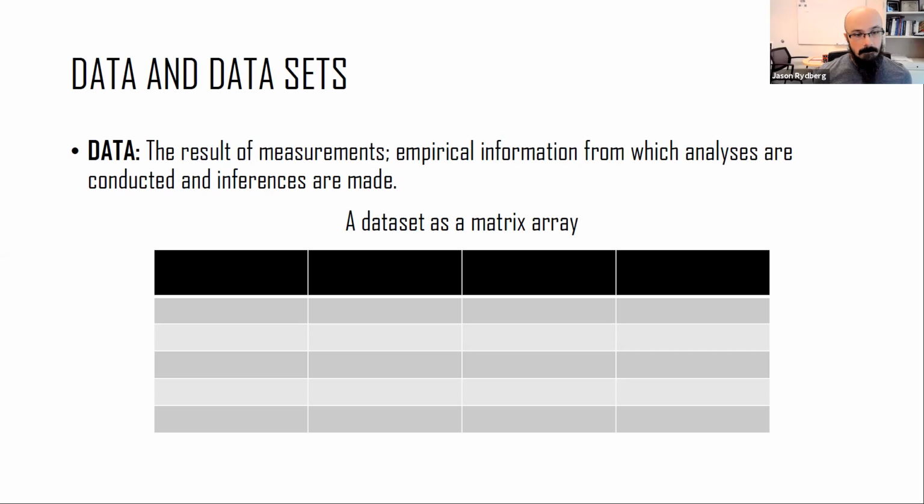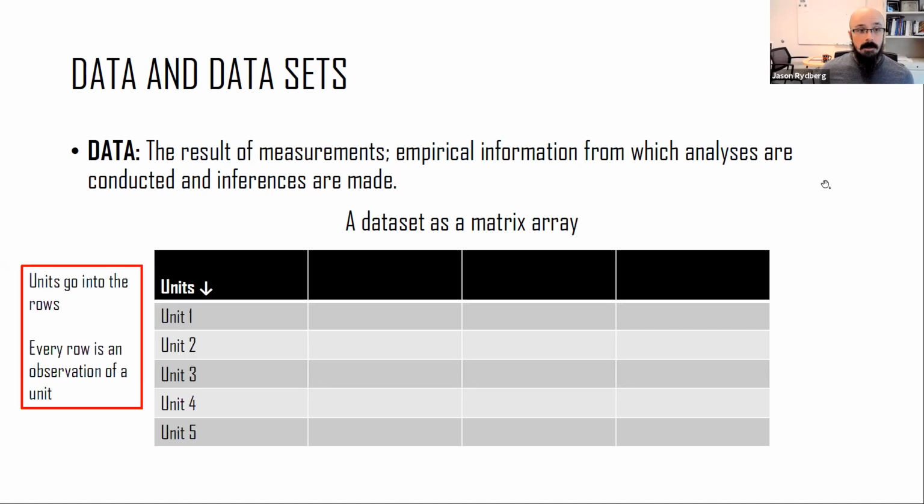Now, you could think of just about any data set as being a matrix array of some form. By a matrix, I mean a spreadsheet. We have rows, we have columns. These are meaningfully organized to represent certain things. So in what we'll call a tidy data format, every row is a unique unit. If we distributed surveys to some sample, then every row would be a survey respondent.